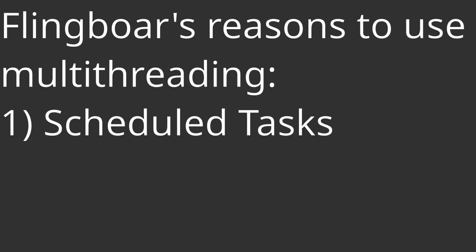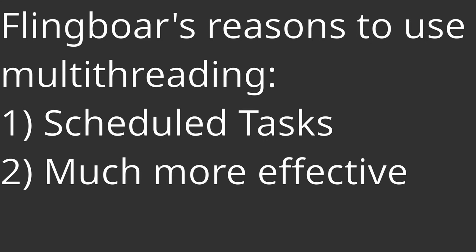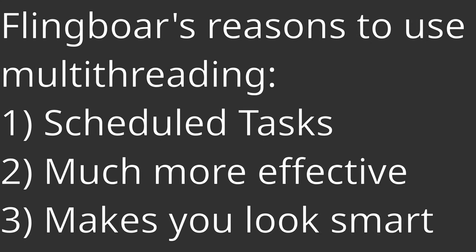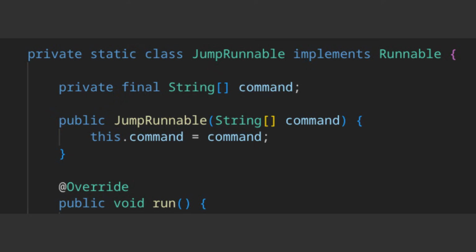In our project, we will be using multi-threading for a couple reasons. The first reason being that we need to schedule our jump scare check to run every couple seconds. With normal code, you can use thread.sleep, which will cause the main thread to wait for however many milliseconds designated. But for what we want to do, it's much more effective and makes us look a hell of a lot smarter if we use a runnable. Think of a runnable as like a yacht sailing down our thread river. It can be run on any thread and is easily reusable and constant. Our runnable will be called Jump Runnable and it will house all of the necessary code to jump scare the user. Let's get to work on that.